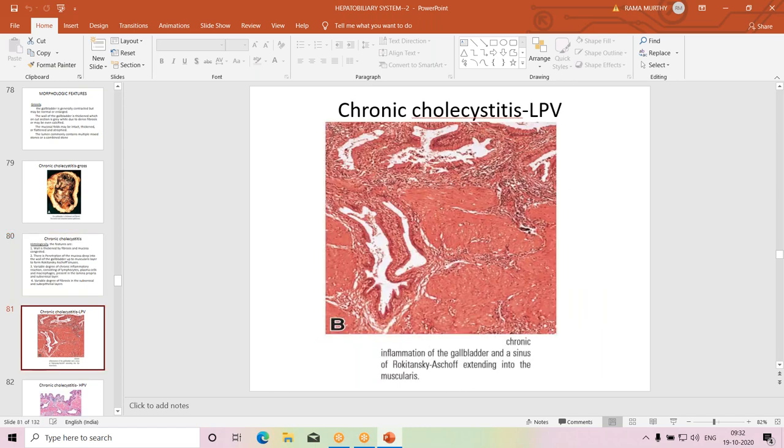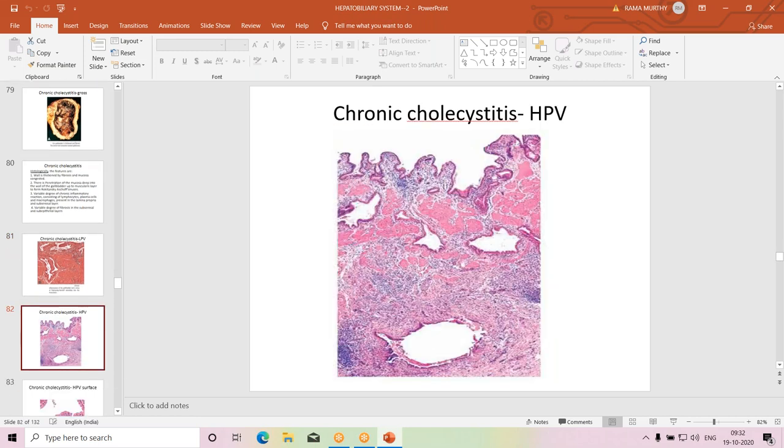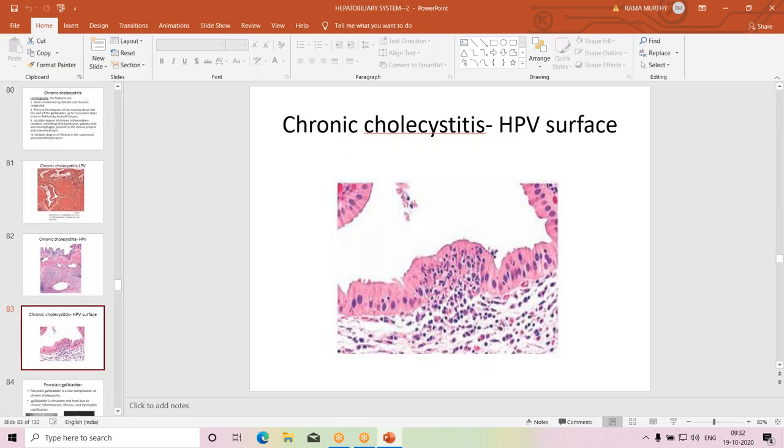So this is the low power view of chronic cholecystitis. This is a high power view with inflammatory cells and fibrosis surrounding Rokitansky-Aschoff sinuses. The mucosa is there. Mucosal folds are there in the upper part of the section. So this is chronic cholecystitis. Close to the mucosa, the lumen, if you focus on the lumen, the lining columnar epithelium is there, and that is infiltrated by acute and chronic inflammatory cells.